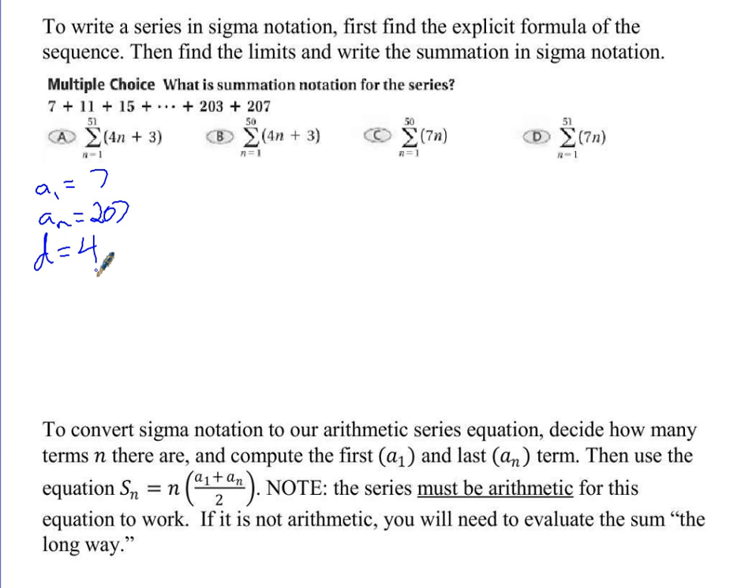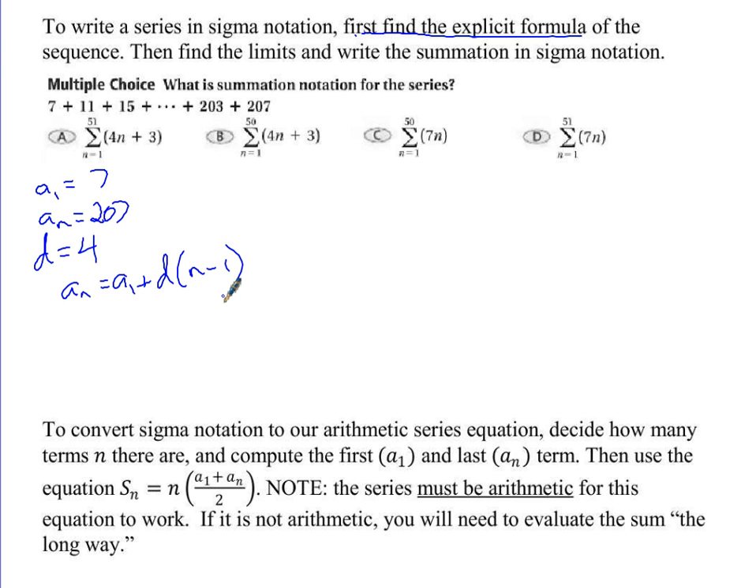Now, my little helpful hint here says first, find the explicit formula. Well, we can do that now because we have all the information that we need to write the explicit formula. Because it's a common difference, it's what kind of a sequence or what kind of a series? It's an arithmetic sequence, yeah. So I can use the equation a sub n equals a sub 1 plus d times n minus 1.